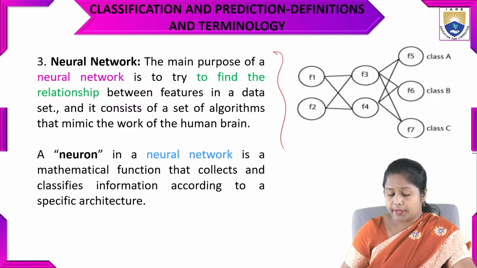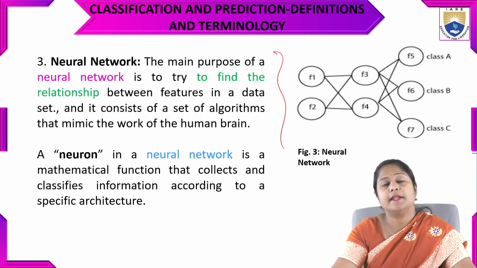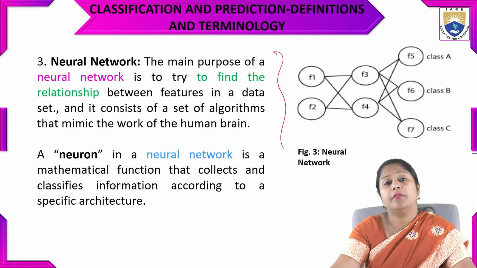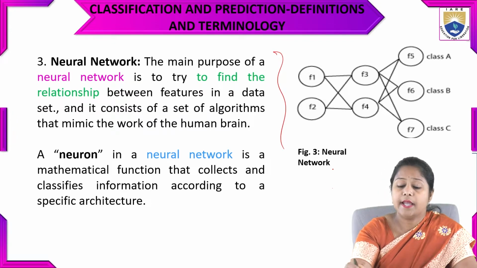In that human brain, in the right hand side we can see, in the human brain also the spikes will be there. There will be the neurons. So a neuron in a neural network is a mathematical function actually, while we are using it in the form of classification. So that holds the mathematical function that is going to collect, calculate and classify the information according to the specific architecture. So in this right hand side example, there is a neural network and that is having the neurons. These are the neurons.